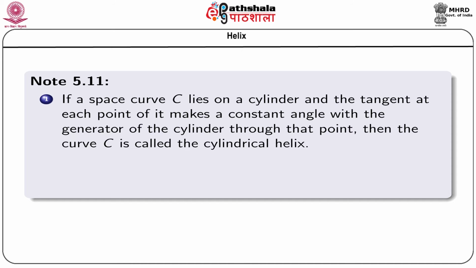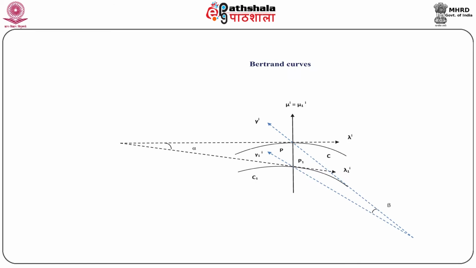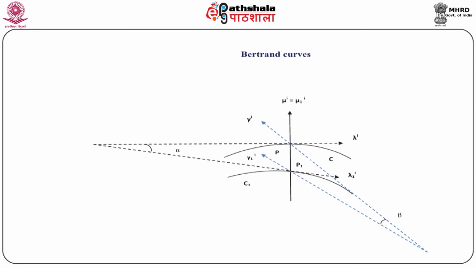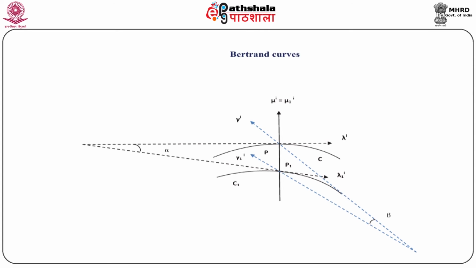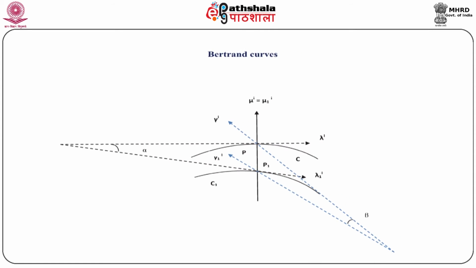Now, if a helix lies on a cylinder, it is called a cylindrical helix, and if the cylinder is circular, that means it is a circular cylinder, then it is called a circular helix. From the given figure, we can see the structures of helix.